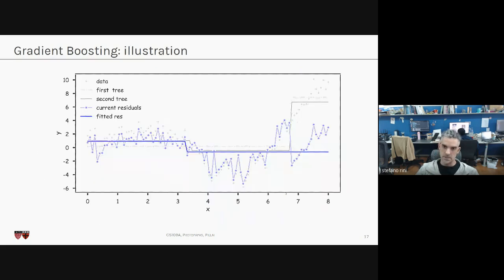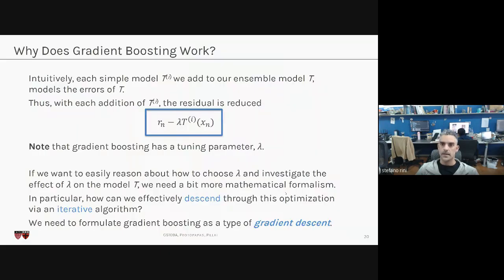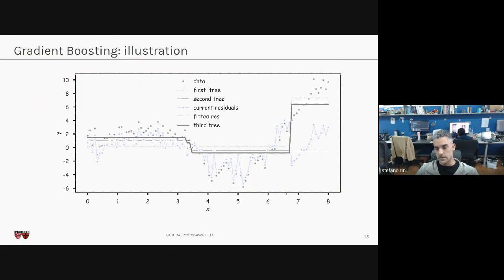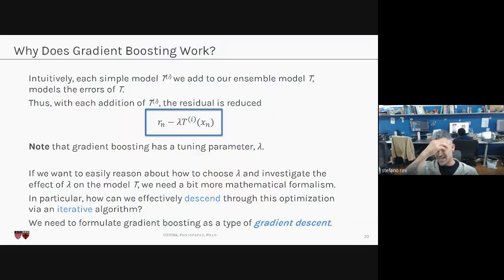I correct this residual, I correct the new residual, I correct the residual, and then when I pull everything together, I obtain a very strong predictor, which is a linear combination of the previous predictors. Very good. So now, why does this work? Wouldn't we be better off if we just correct the full residual, right? Why do we need this tuning parameter lambda?